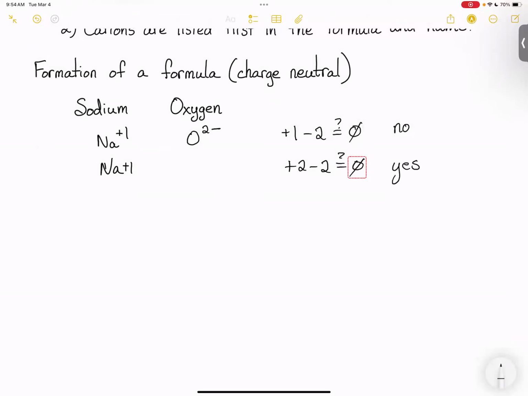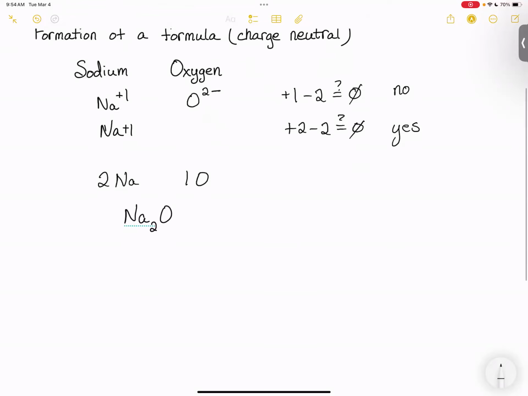So sodium combines with oxygen in a 2-to-1 ratio. We will combine 2 sodiums with 1 oxygen. The quantity is listed as a subscript to the right of the element. So Na2O is the formula. Let's look at one more example of this type, and then we're actually going to get into the way you would actually see it on an exam.